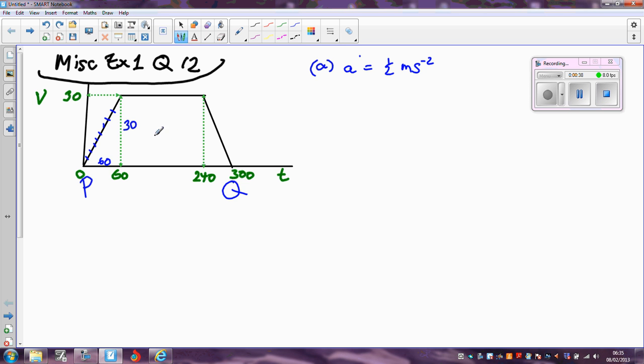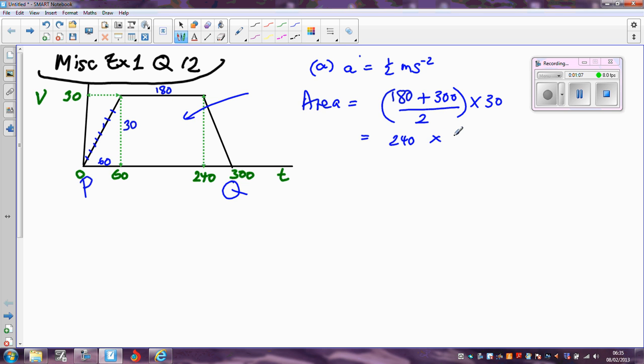In other words, we want to find the area of all of this trapezium. Well, if you look at the area there, it's going to be the sum of the parallel sides from 60 to 240. That's 180. So it's 180 from up here, plus the 300 at the bottom, divided by 2, multiplied by the perpendicular distance between those parallel lines, which is 30. In other words, 480 divided by 2, well, that's 240. 240 multiplied by 30 then is 7,200 meters.